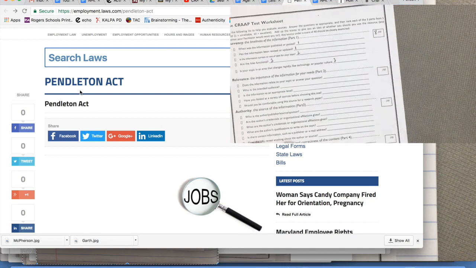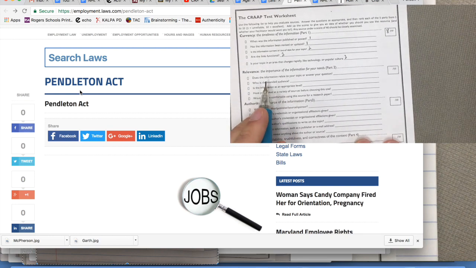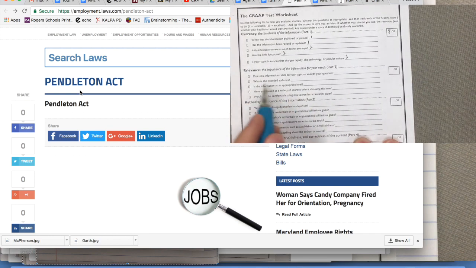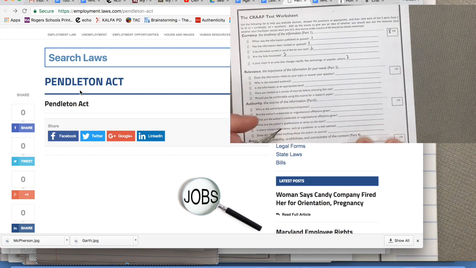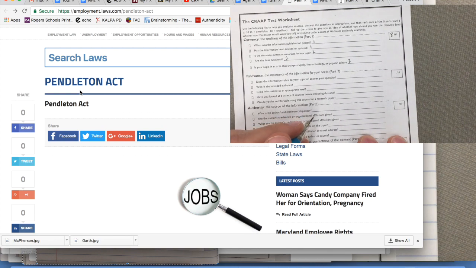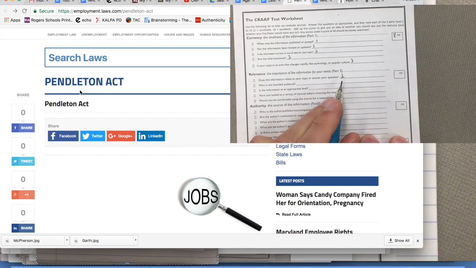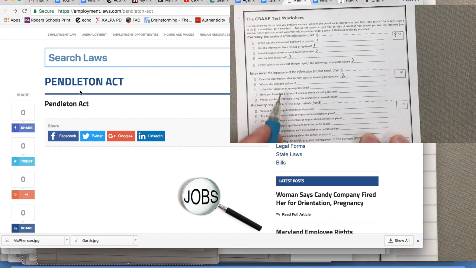Okay, relevance. The importance of the information for your needs. Now I'm moving from the source to what I'm doing. Does the information relate to your topic or answer your question? Yeah, absolutely. I need to find out about the Pendleton Act, because that is the act that changed how government jobs were passed out. That's the act that Chester A. Arthur signed. And so that definitely relates to my topic. If it was an article that just talked about Chester A. Arthur, yes, 2 out of 2. If it was an article that talked about James Garfield, all those things can relate because all those are part of my topic. Who is the intended audience?